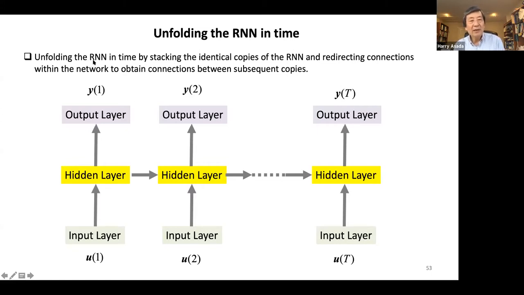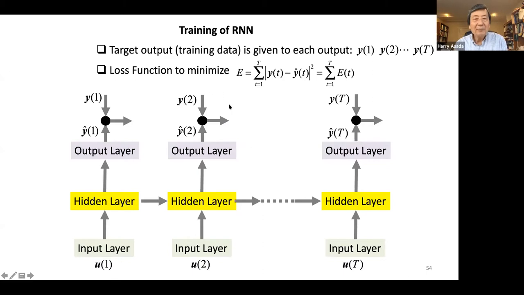So, unfolding the RNN in time, by stacking identical copies of the RNN and redirecting connections horizontally within the network, we can obtain the connections between subsequent copies like this. The reason why I drew this is for the purpose of getting the error backpropagation training algorithm. So, training of the RNN uses target output training data, okay? Basically these are the correct teacher signals. They are given to each output, Y1, Y2, up to YT. So it is given to all of these, okay?